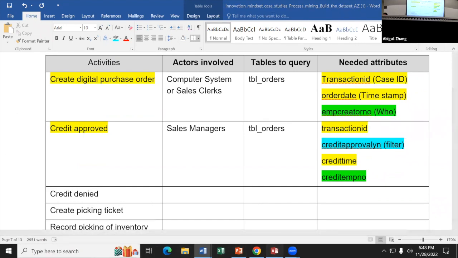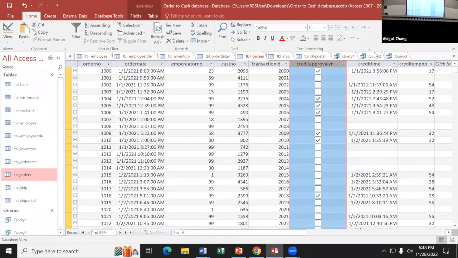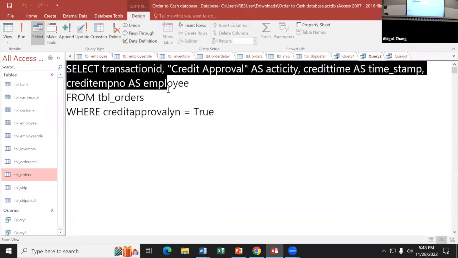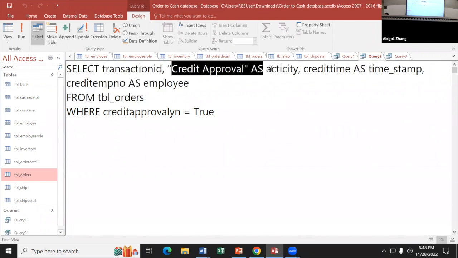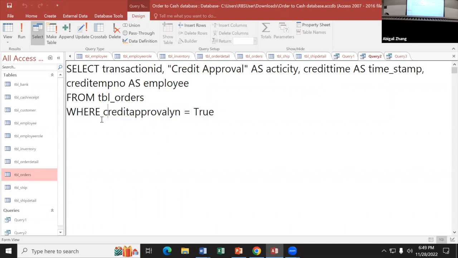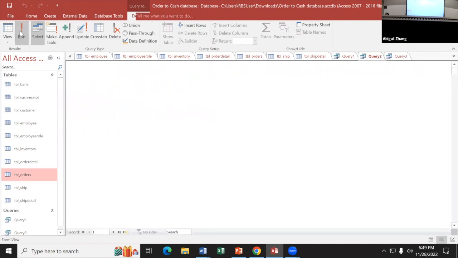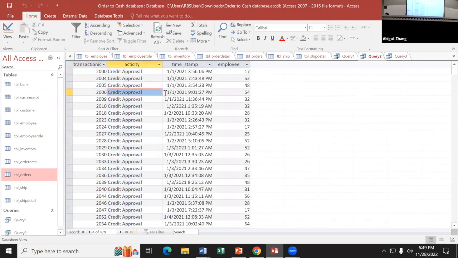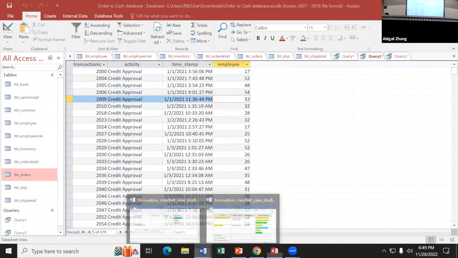So let me show you how this looks if we were to construct this into a query. So in a query, right, we do similar things like just select transaction ID, credit approval as activity, and so forth. But then we use this credit approval as a filter, and we include that as a where statement, right? So now if we run this, we only filter out the transactions that are approved. Okay, so this is how we're going to use the table.